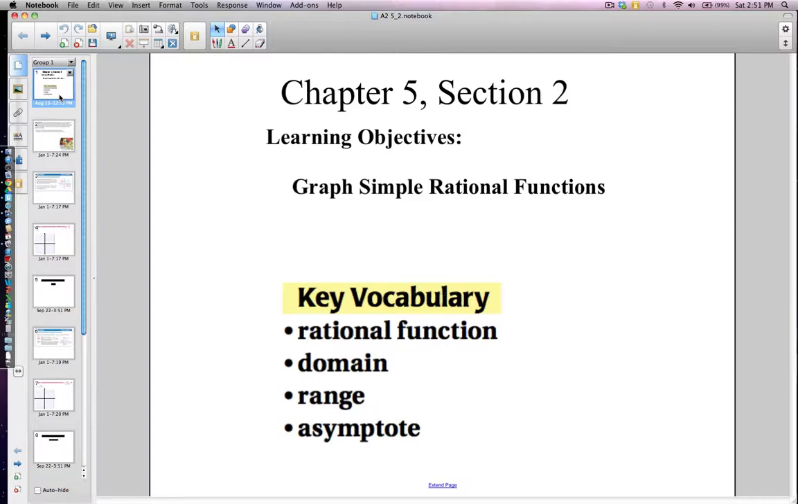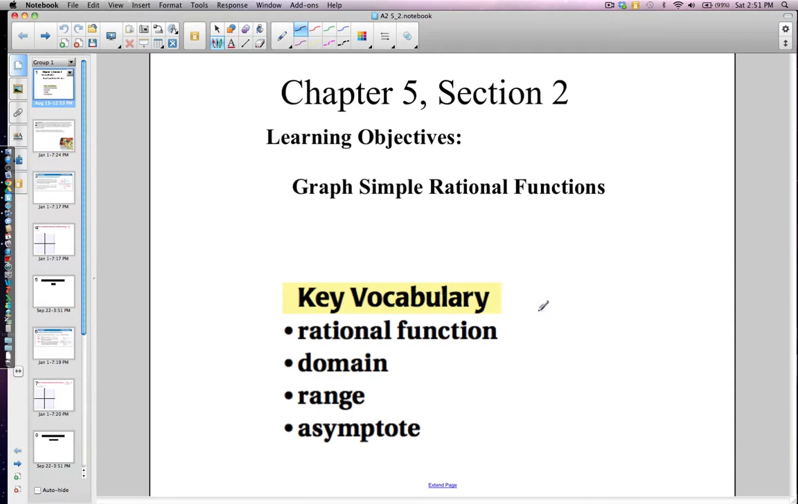In section 5.2, we're going to work on graphing simple rational functions. Simple rational functions are defined as rational functions that have numerators and denominators that never get larger than the first degree equation. So we'll talk about that more in a little bit. But the idea of a rational function in general is a rational function is a function.